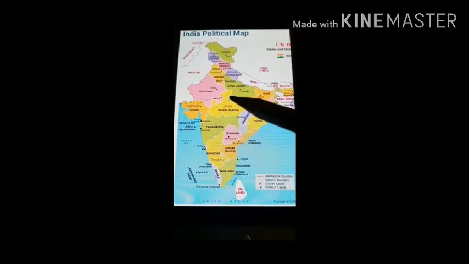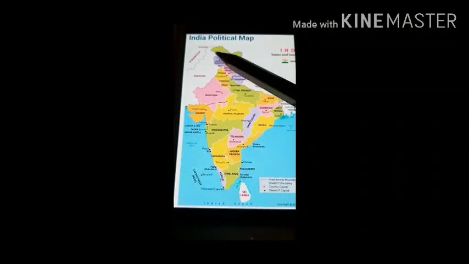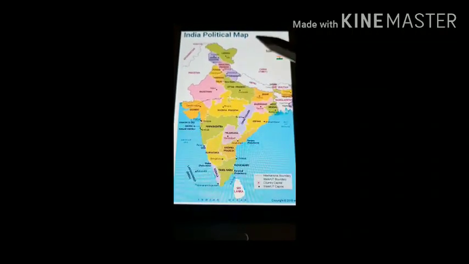That means in this we can see a big area, a full political map, but with very little detail, and that is called a small scale map. Small scale maps are mostly found in an atlas. Most of the maps in an atlas are small scale maps.